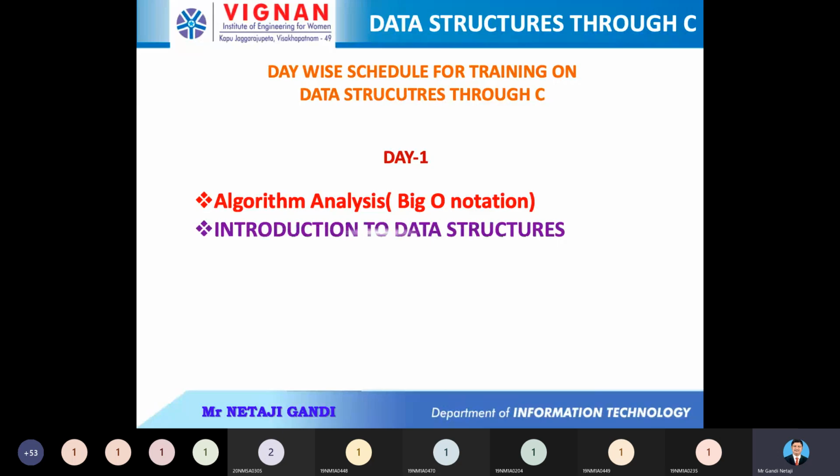So what is big O notation? Don't worry about that. That is the notation of data structures. You can discuss time complexity and space complexity. I will discuss the time complexity and space complexity first.